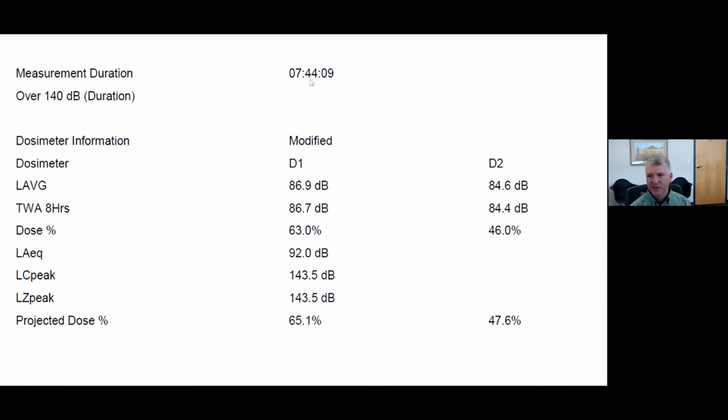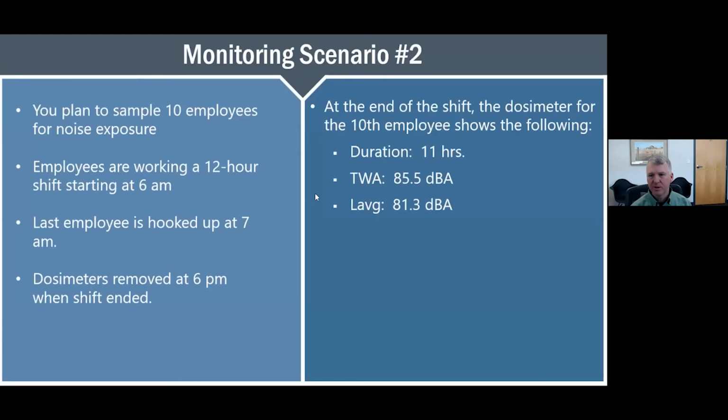And so we're just 16 minutes different, off from an 8-hour shift. So the numbers are going to be not nearly as much as before, but as you see, the L average was 86.9. The TWA, that extra 16 minutes, lowered it by 0.2 decibels. And kind of the same thing over here as well. So just so you know, you should really use this L average for your result.